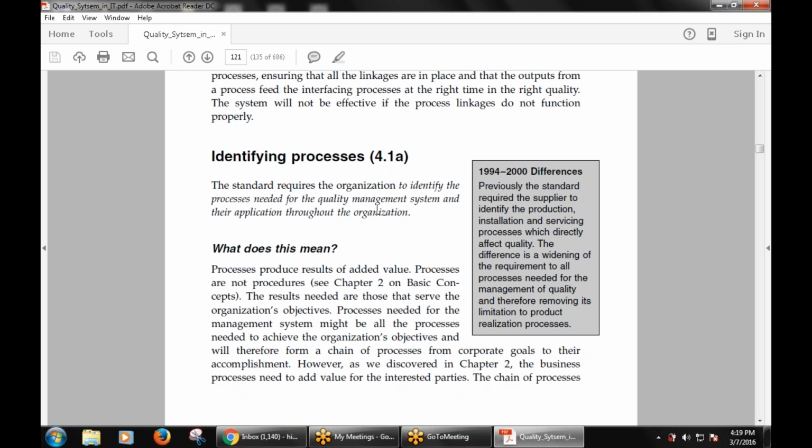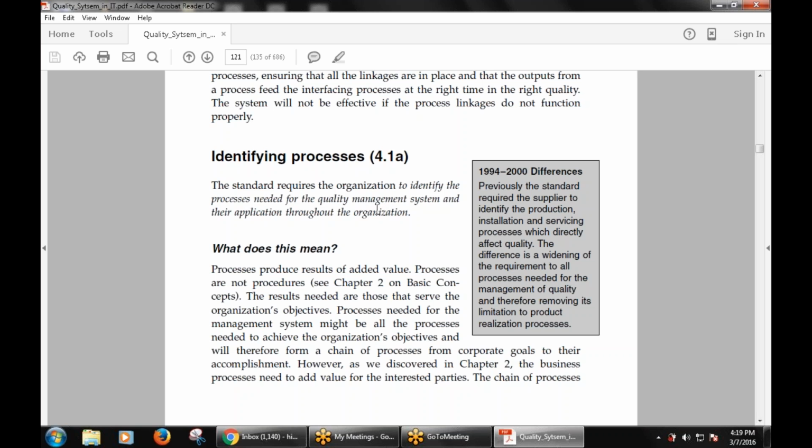So that requires the organization to identify the processes needed for the quality management system. So what are the various processes required for the quality management system? That is 4.1a. Whenever I want to install a quality management system, the first step is identifying the processes used for the quality management system and their application throughout the organization.